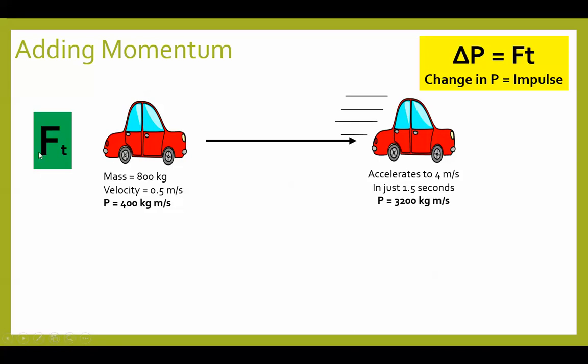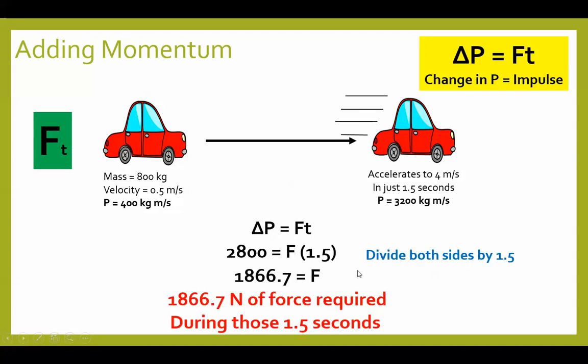So let's plug it in. Same equation. Our delta P, our change in momentum, is going from 400 up to 3,200, so that's a change of 2,800. Our time is 1.5, and we're solving for F. Divide both sides by 1.5, and it turns out that you need almost 1,900 newtons of force coming from the engine in order to speed up that fast. So this is like a fancy sports car, even though it doesn't look it. In order to speed up that quickly, you have to apply a lot of force. You have to have a really strong engine pushing on that car in order to get it to go that fast in that amount of time.